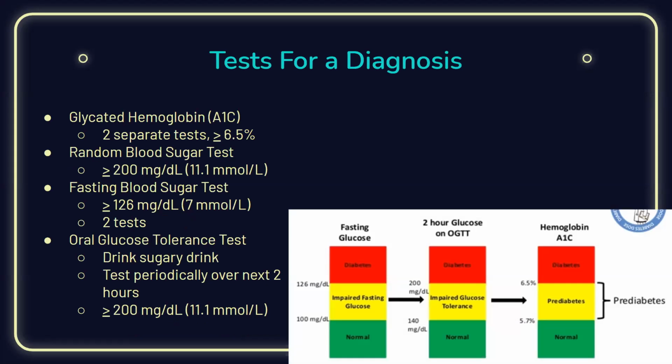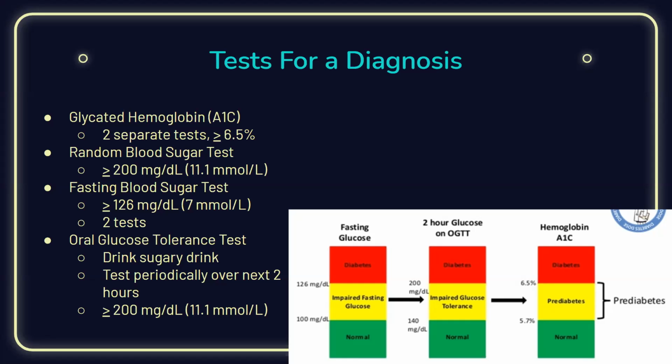So some different tests for diagnosing type 2 diabetes would be looking at glycated hemoglobin levels or A1C levels. And here you're going to take two separate tests. And with those two tests, they're going to be able to determine if you have a greater than or equal to 6.5% concentration of glycated hemoglobin, or that A1C.